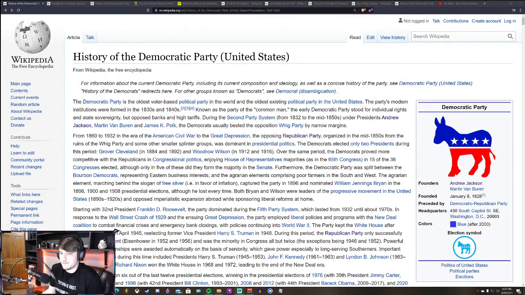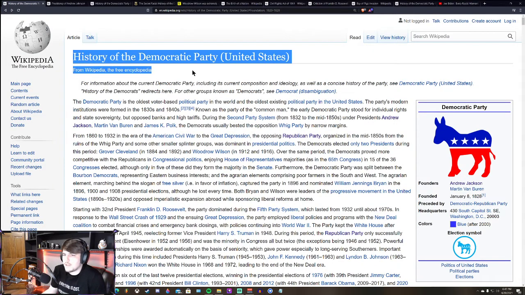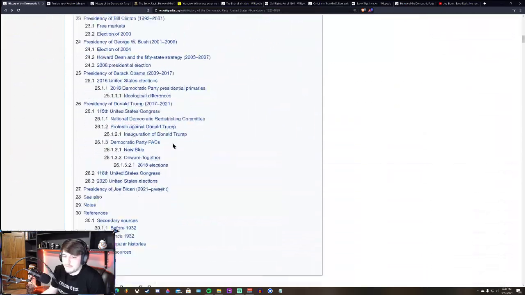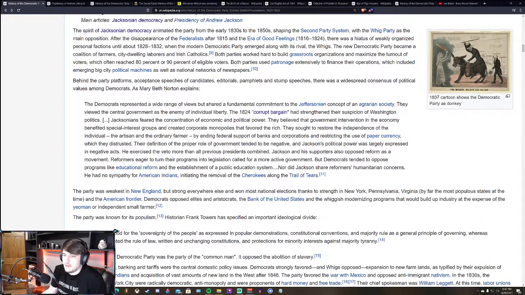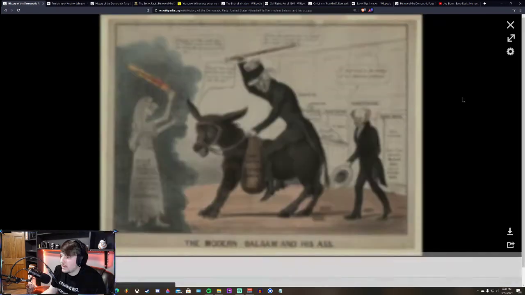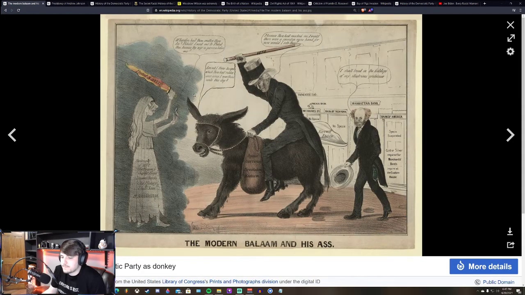All right, so right here you can see history of the Democratic Party. The party's modern institutions were formed in the 1830s and 1840s, known as the Party of the Common Man. The early Democratic Party stood for individual rights and state sovereignty, but opposed banks and high tariffs. So let's go right down here, and you can see President Andrew Jackson was the first Democrat elected president.